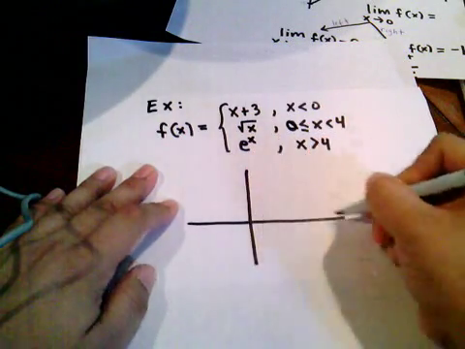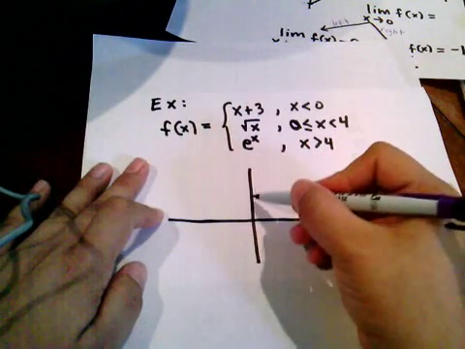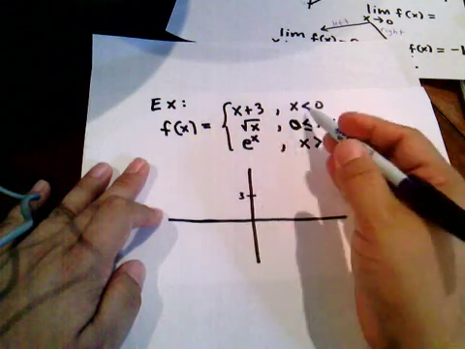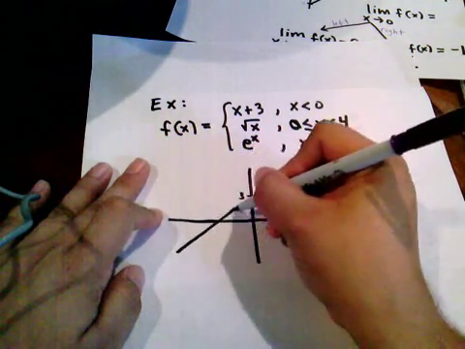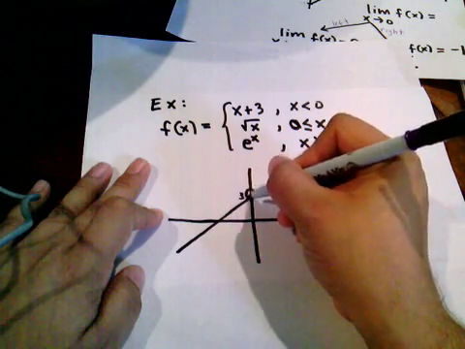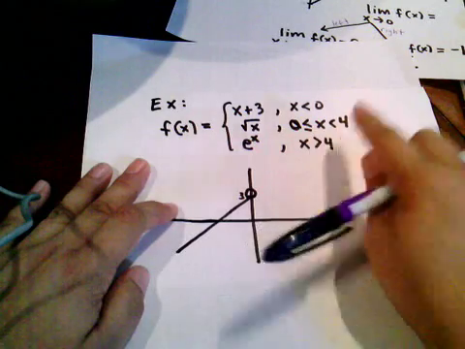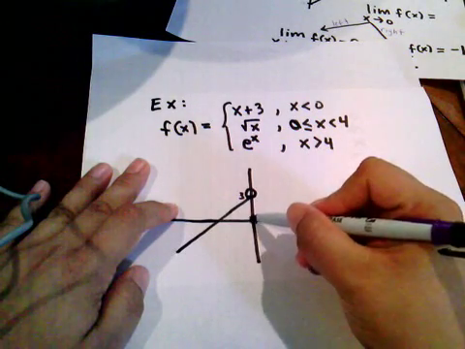So we look at the graph, x plus 3. So we go on to the 3, and it's whenever x is less than 0. So we would stop at this point with an open circle. The square root of x from 0 to 4, from 0 to 4. And we have a closed dot here.